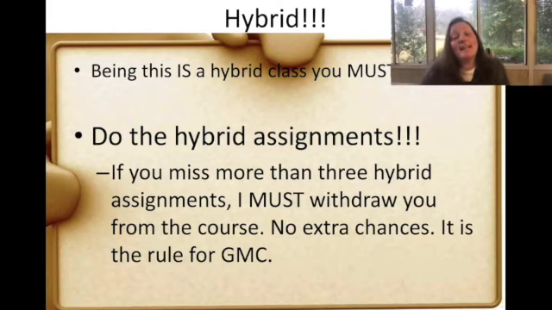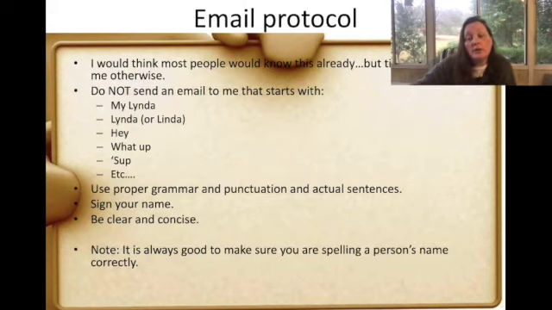Now here, this is a hybrid course. That means you have to do your online work. The way my courses are set up, if you don't do your online work, there's no way you can pass the class anyway. But the GMC rule is if you miss more than three of your hybrid assignments, the ones that are literally marked hybrid, then I have to withdraw you. I do not have a choice. It is not my rule. It is the GMC rule. It's because your hybrid assignments count as attendance. Where GMC has the attendance requirement that you have to attend class, it's the same thing for turning in your hybrid assignments. So just make sure you do it.